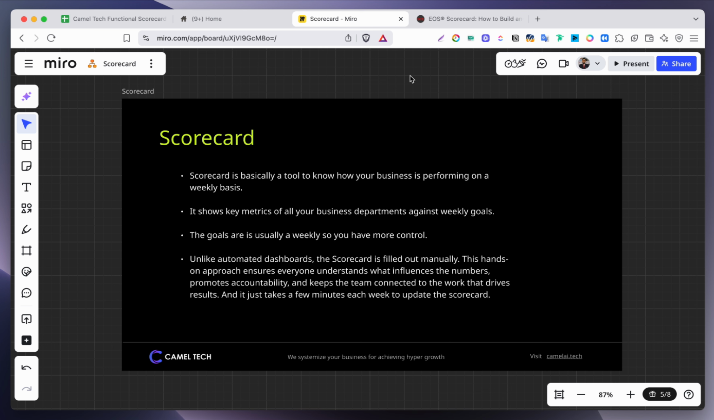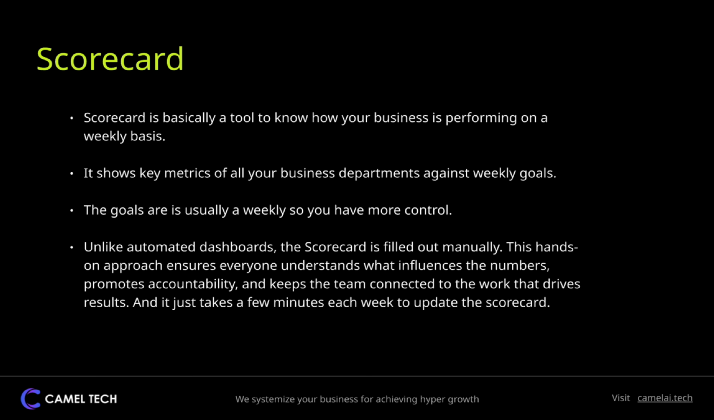Before I show you how to build a scorecard in Notion, or even in Google Sheets if you're not using Notion, I want to quickly explain what a scorecard is, why it's important, and how to use it the right way. A scorecard is essentially a management tool that tracks your key metrics against weekly goals. Each team member should have at least one number they are responsible for. It helps keep a pulse on every department and ensures accountability.